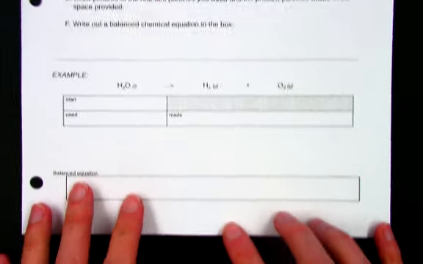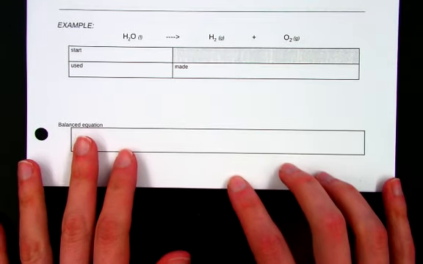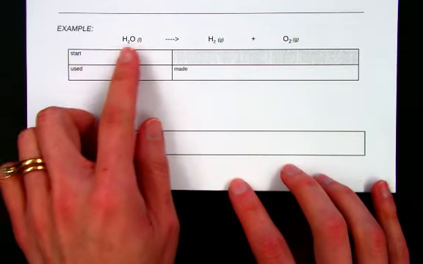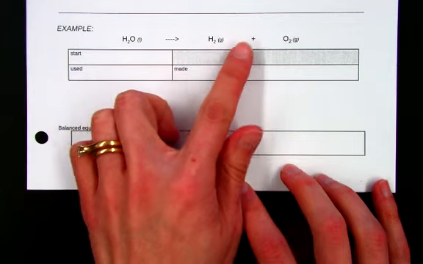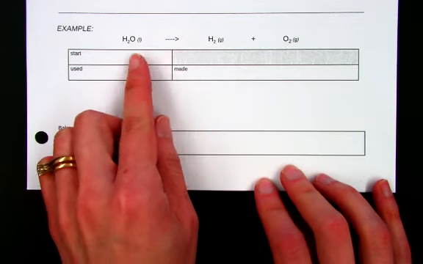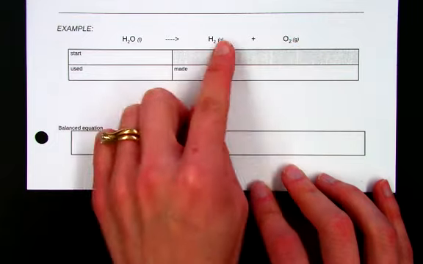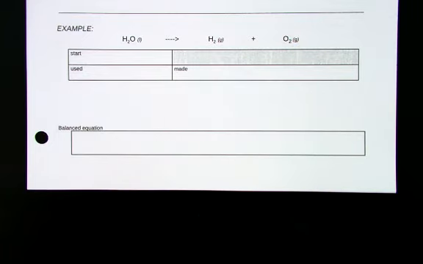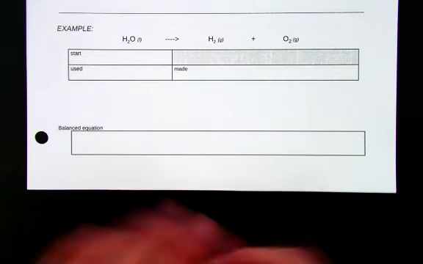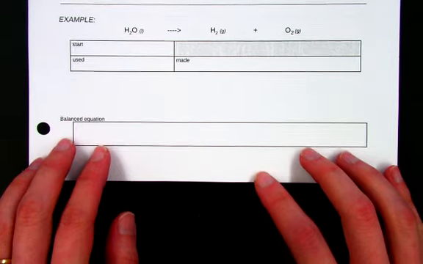So here's my equation here. It says H2O makes H2 plus O2. Now there are these little letters in those parentheses that are italics. Those just tell you the state of matter. They don't really influence balancing at all. Okay, here we go.